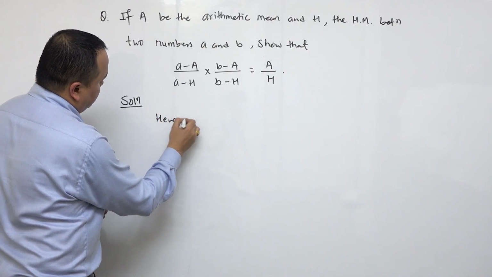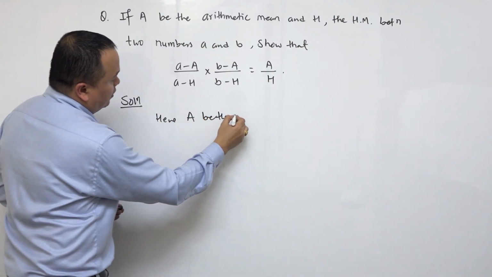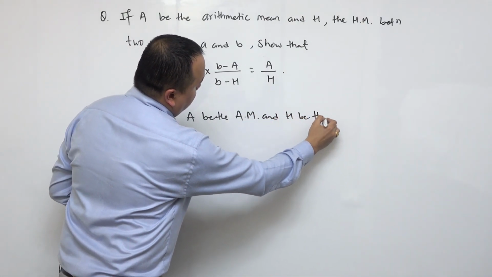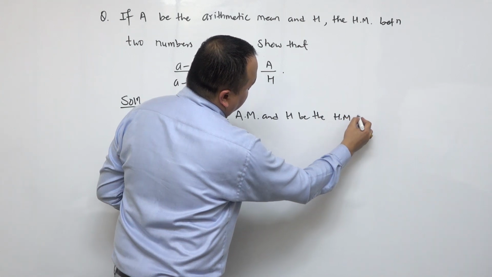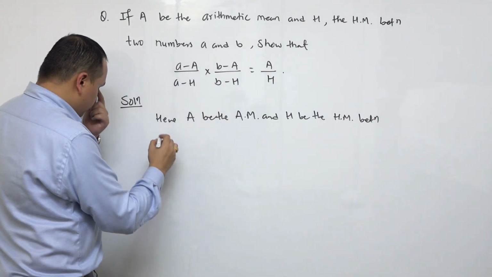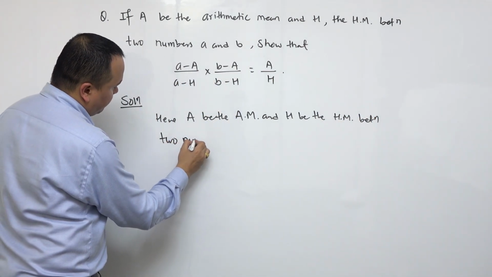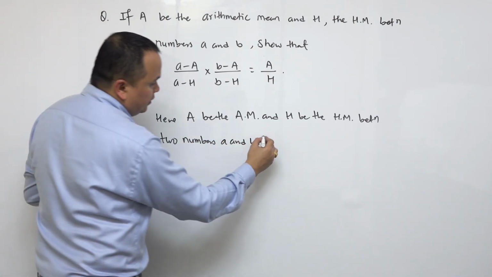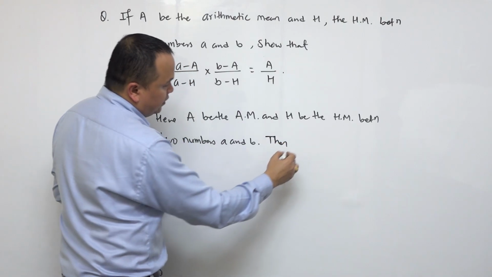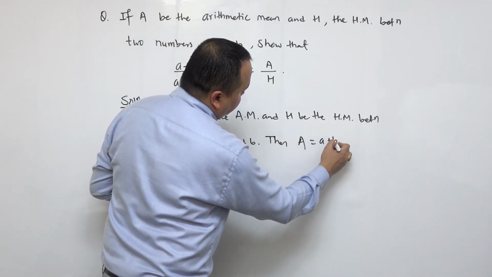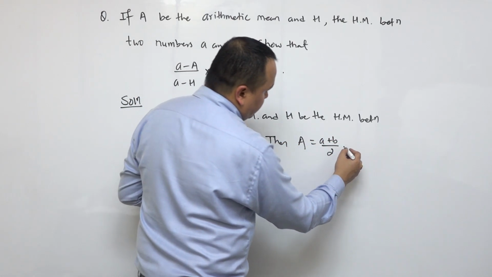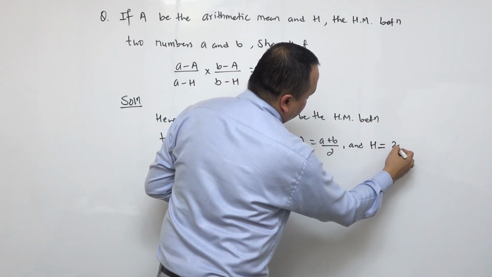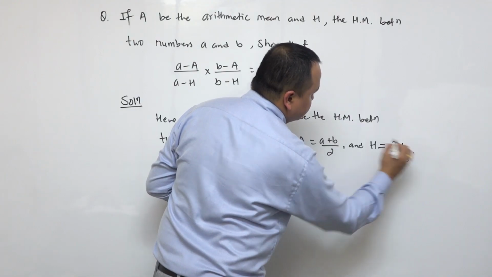Here A be the arithmetic mean and H be the harmonic mean between two numbers a and b. Then A is equal to (a plus b) by 2 and H is equal to 2ab upon (a plus b).